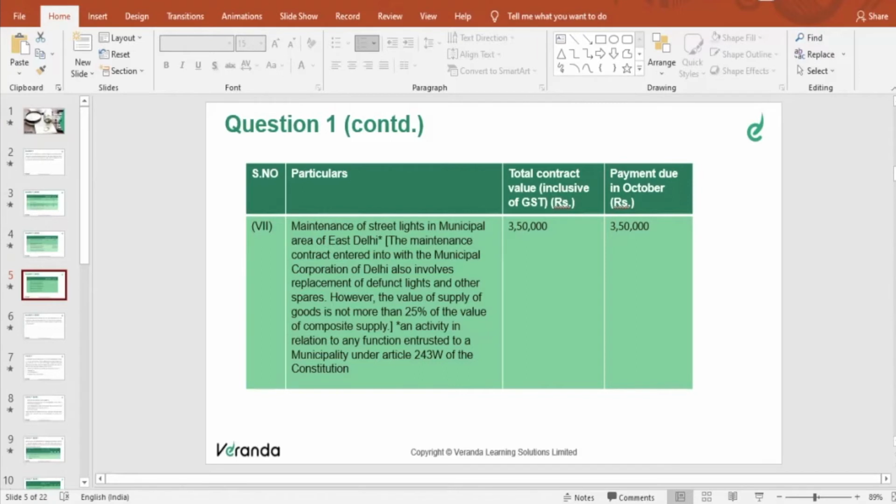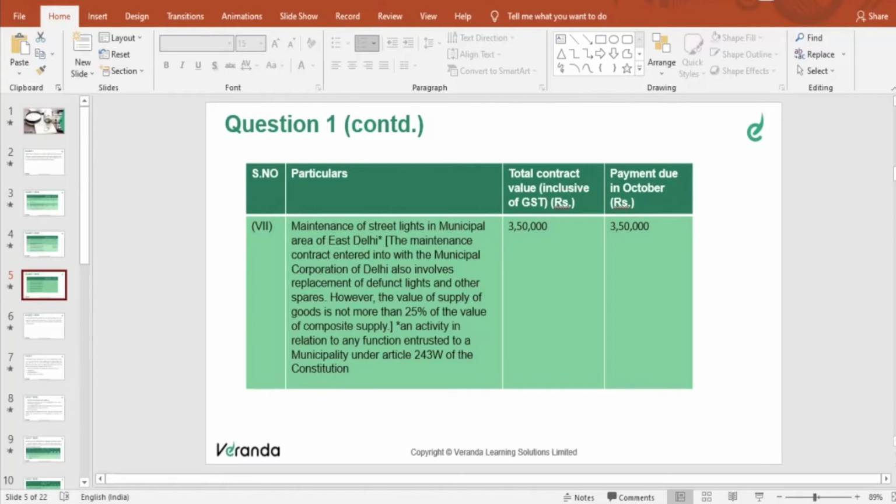When two or more supplies are being made, one of them is a principal supply. Here, they have been given a task of maintenance of street light, and they have to change defunct lights and all. So definitely we cannot say that changing lights is the core activity, because they have been appointed for something else. And this activity involving goods is less than 25%. So the principal supply here is maintenance of street lights.